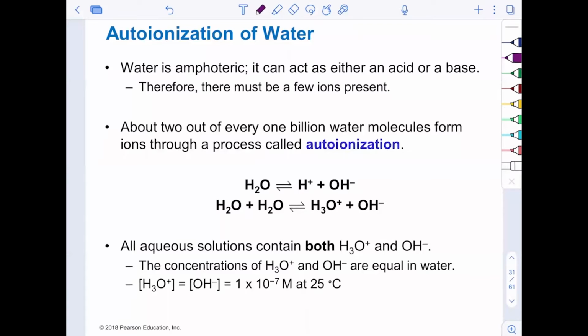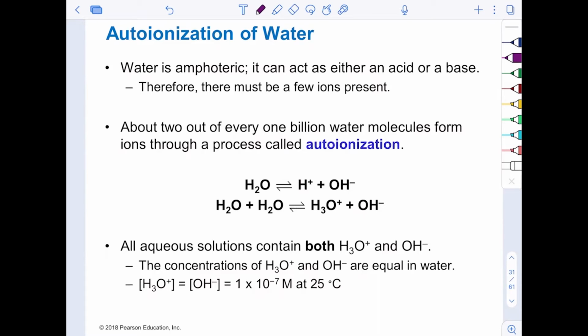We're going to talk about the autoionization of water today. We've talked about how water is amphoteric. That means that it can act either as an acid or a base. There are many things out there that are amphoteric, but water is a really, really important one for us now that we are about to discuss aqueous solutions, solutions happening with water.